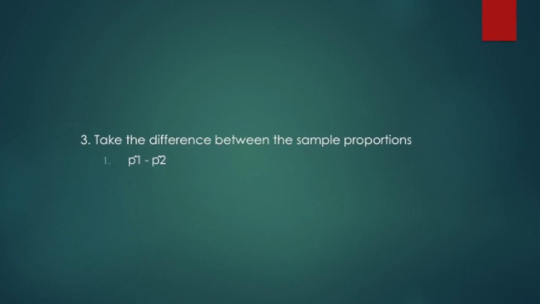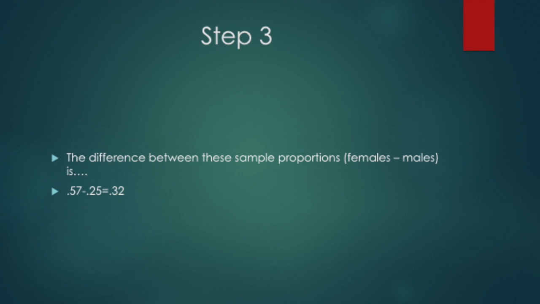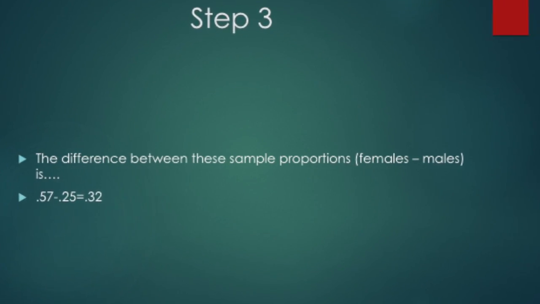Now that we have these two values, we can take the difference between the two sample proportions, or p hat 1 minus p hat 2. The difference between our sample proportions ends up being 0.57, which is the female ratio, minus 0.25, which is the male ratio, which gives us 0.32. Now that we have found the difference between our sample proportions, we need to find the components under the square root in our formula from earlier, as explained in the following slide.